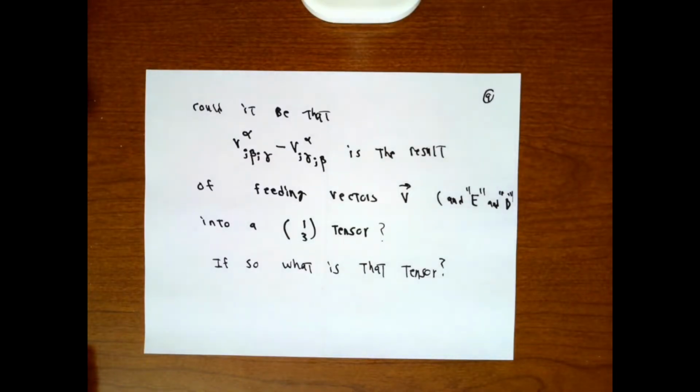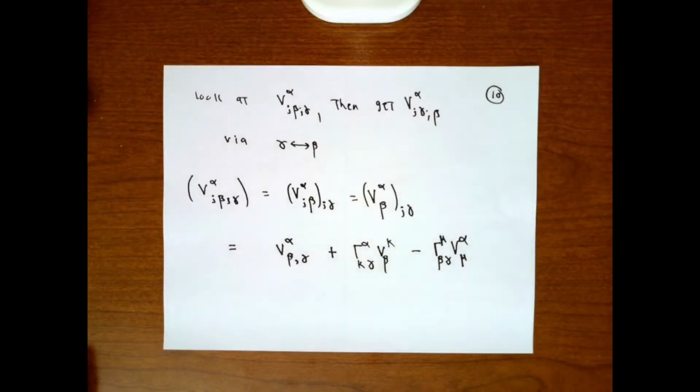It could be the case that this difference that I'm wanting to look at is the result of feeding a vector v, and parenthetically e and d, into some 1-3 tensor. If that's true, what is that tensor? We will look at V alpha semicolon beta semicolon gamma in some detail. Once we have that in our hands, we will get V alpha semicolon gamma semicolon beta almost for free by simply interchanging the indexes beta and gamma in the first formula.